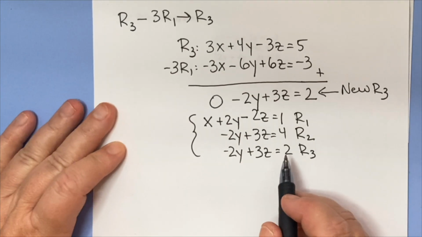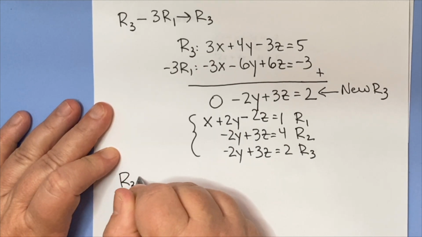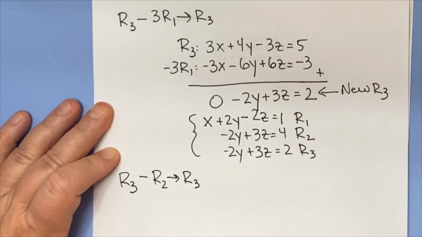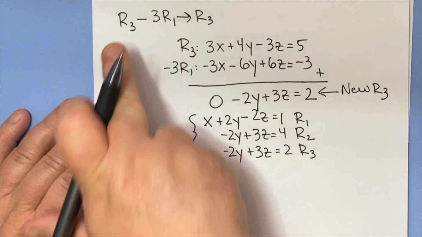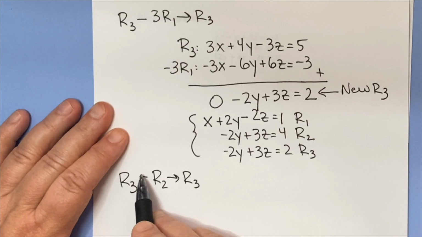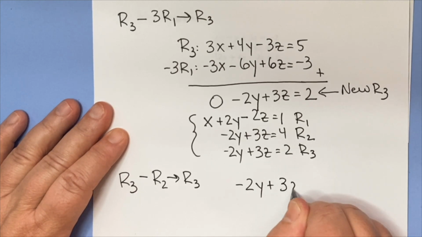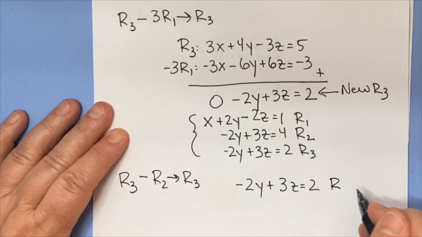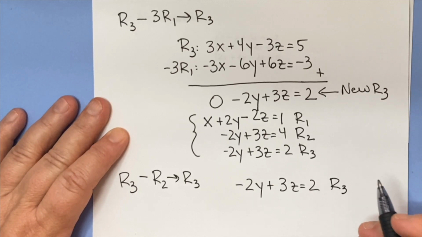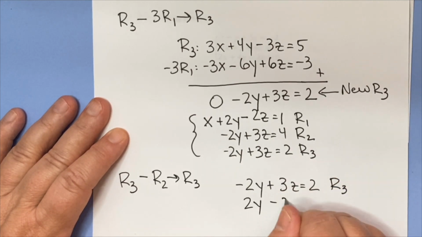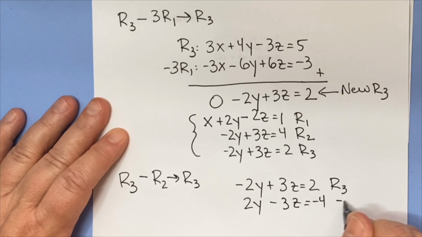Okay, so I'm going to take row 3 minus row 2 and put that in row 3. Now, technically speaking, this is the way I was told to write it. But of course, what we're talking about is we're doing plus the opposite, right? So we're talking about something slightly different. But let's see, I've got -2y plus 3z equals 2. That's row 3. And then the opposite of row 2 is going to be 2y minus 3z equals -4.